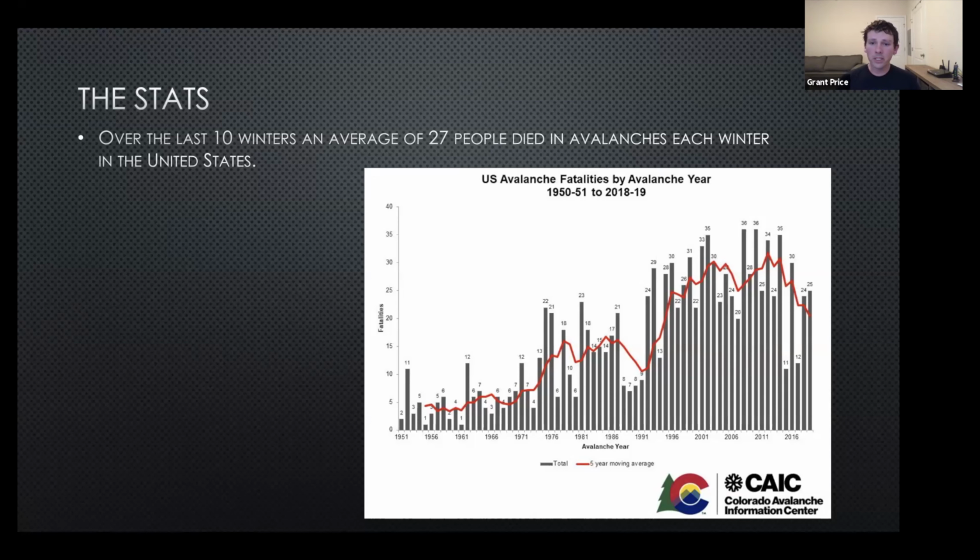travel and recreation. And then some of these spiked years, you can hypothesize that those were based upon snowpack and weather, what Mother Nature yielded for us. That being said, in the last few years, the numbers are starting to decrease. That's, of course, given that backcountry recreation is on the up. So I'd like to attribute that to education. I think we're going in the right direction there.